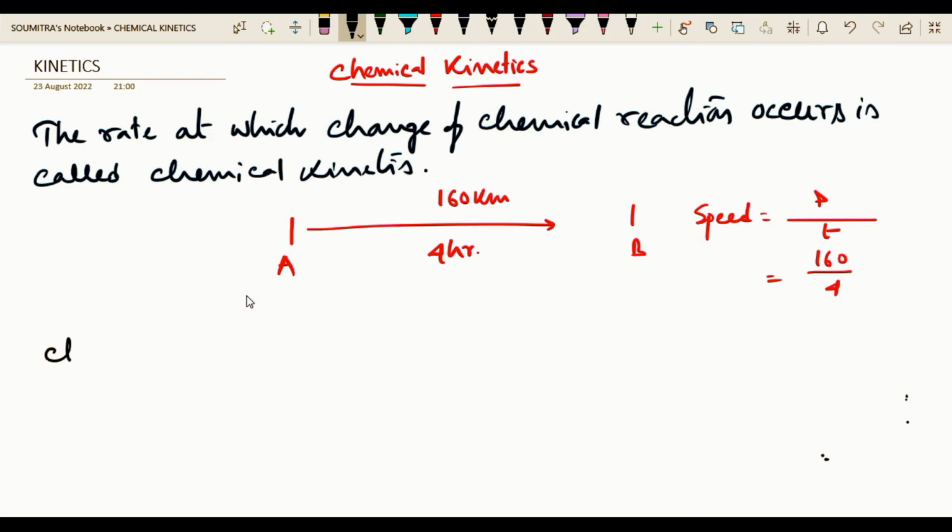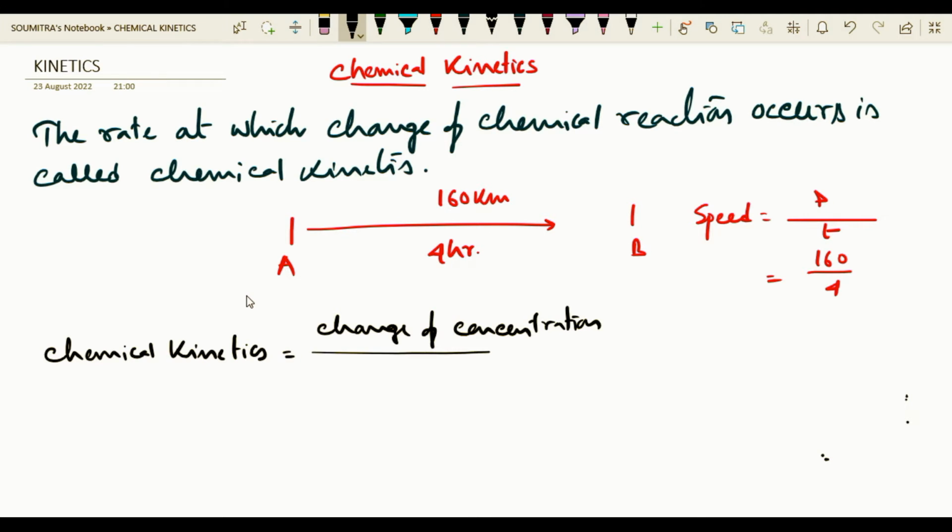In the same way, we can say that the rate of chemical kinetics is equal to change of concentration divided by change of time.